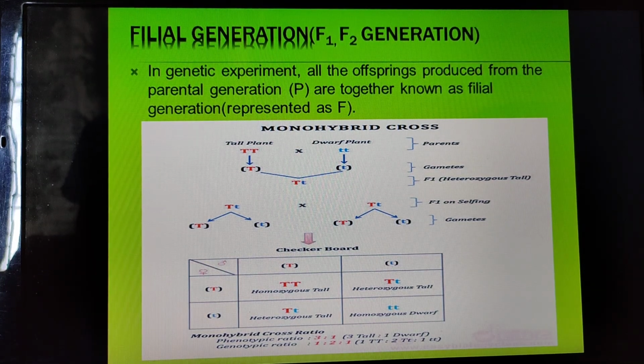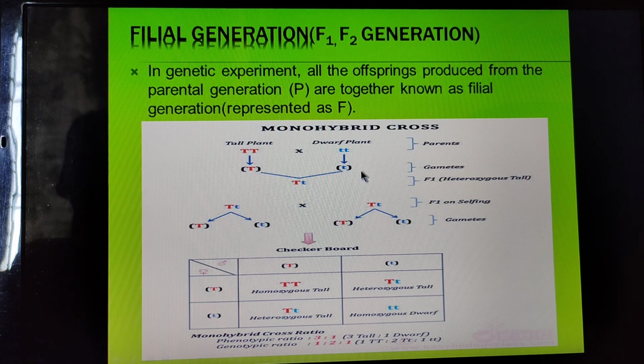Next, we will learn about the filial generation. In a genetic experiment, all the offspring produced from the parental generation are together known as the filial generation. It is also represented as F: F1, F2, F3, F4, and so on. We name the generations in this way.